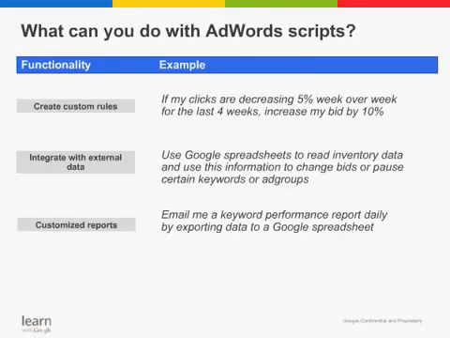The second, again, is you can integrate with external data. So you could use Google spreadsheets to read your inventory data and use that to change bids or pause certain keywords or ad groups. And finally, if you have very particular data that you would like in reports to make decisions, you can write a script that emails you a keyword performance report daily by exporting it into a Google spreadsheet.